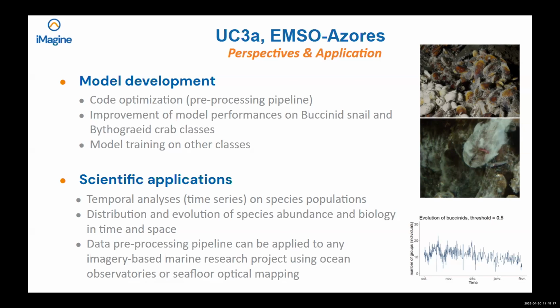So obviously we can produce temporal analysis on species population, and in relation with the parameters we can record on observatories, also on a long-term series. And more generally, we can study distribution and evolution of species, abundance and biology, not only in time, but also in space, because the development can be applied also to video or images collected spatially.